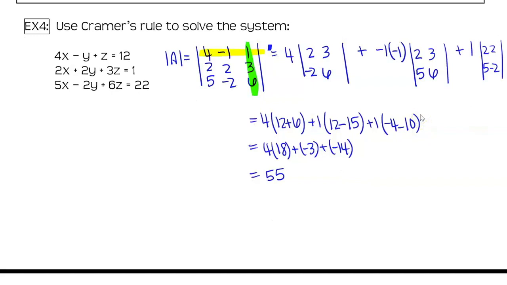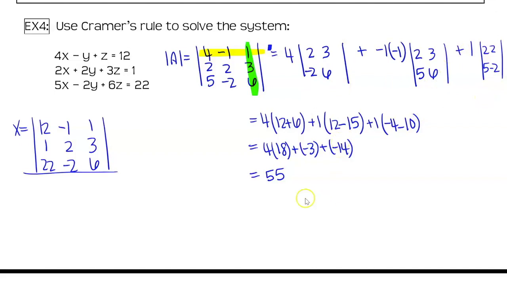Okay, and let's go. For x, I'm going to take the constants. I'm going to replace the coefficients of x with the constants, but I'm going to take the coefficients of y and the coefficients of b. And remember, this will be divided by the determinant of A, which we just said is 55.